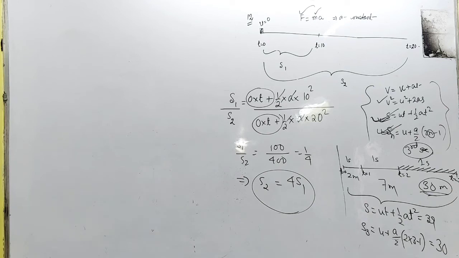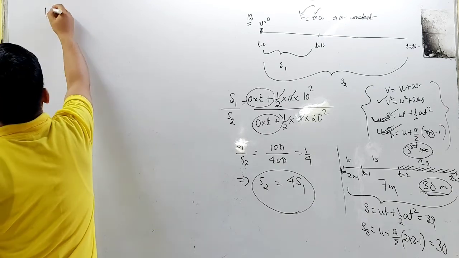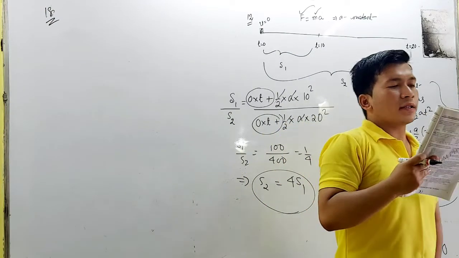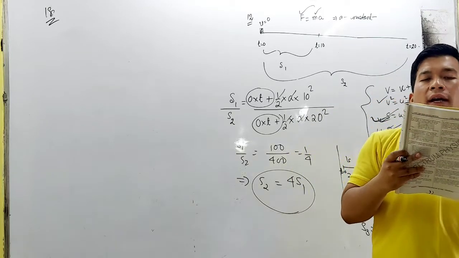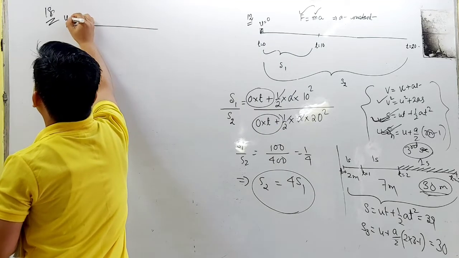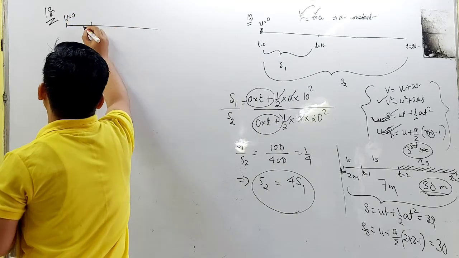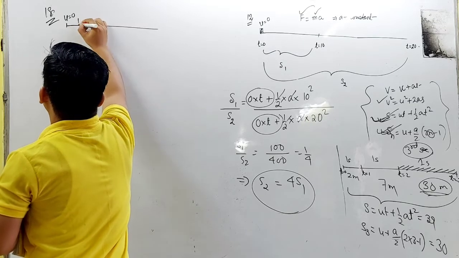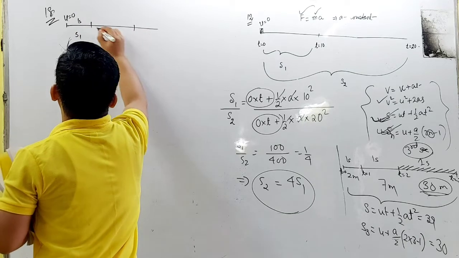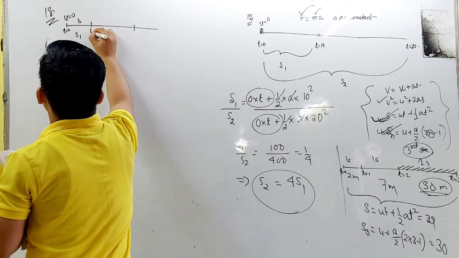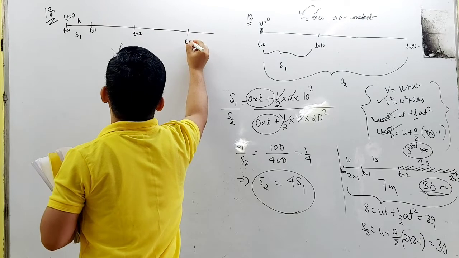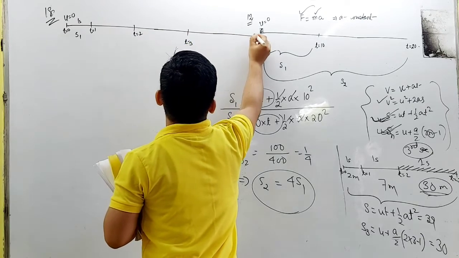Here, for this question number 18, a body starts from rest. What is the ratio of distance traveled in the fourth and the third second? Your u will be equal to 0, and let us consider this is accelerated motion. So during the first second it produces S1, and here t equal to 0, t equal to 1, t equal to 2, t equal to 3, and t equal to 4.